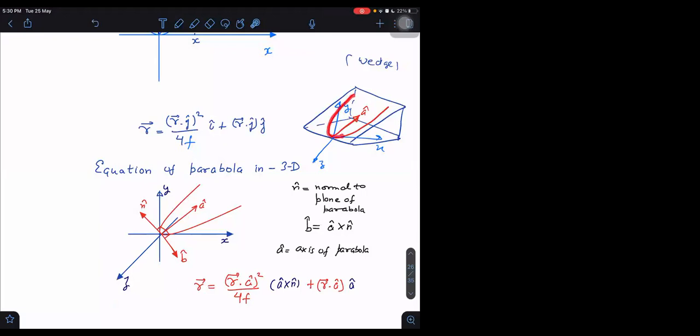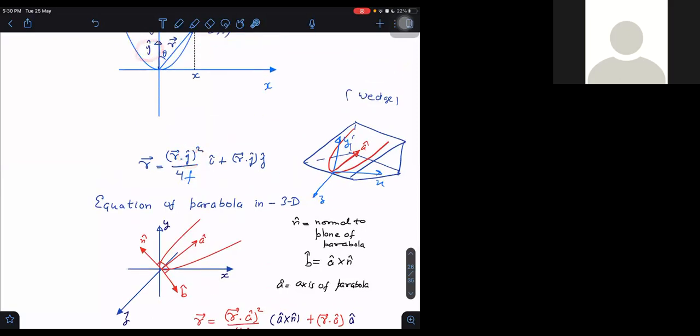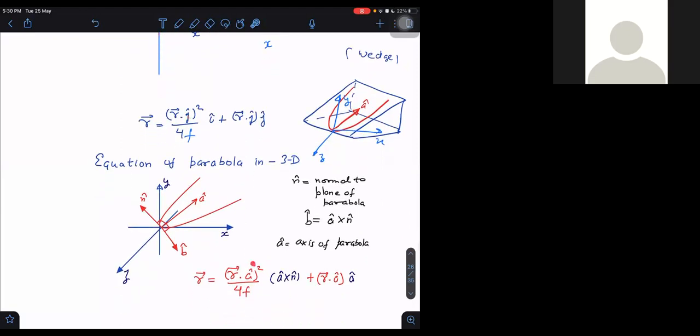See this one here. This one is a plane, and this n cap is representing the perpendicular to this plane. N cap is representing the perpendicular to the plane containing this wedge, and a cap is representing the vector lying along the axis of the parabola. If I know this, then I can write the equation of the parabola in 3 dimensions in this way. Last time, j cap was representing the vector along the axis of the parabola. This time, a cap is representing the unit vector along the axis of the parabola.